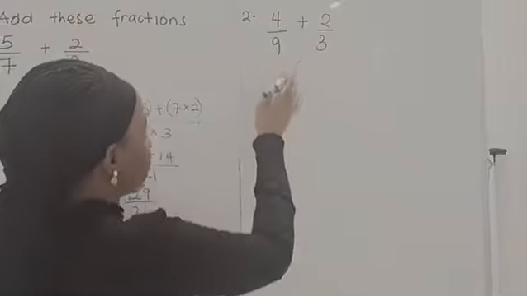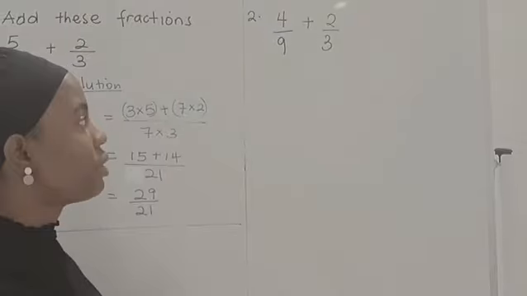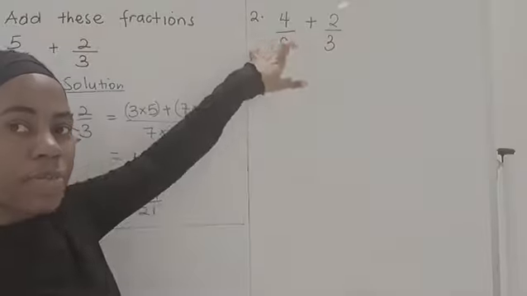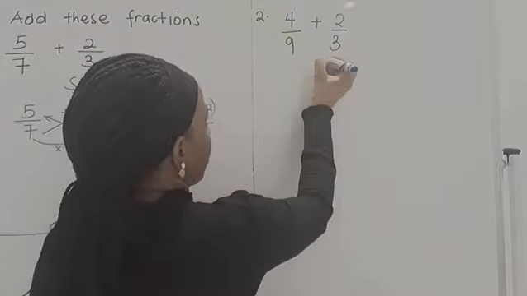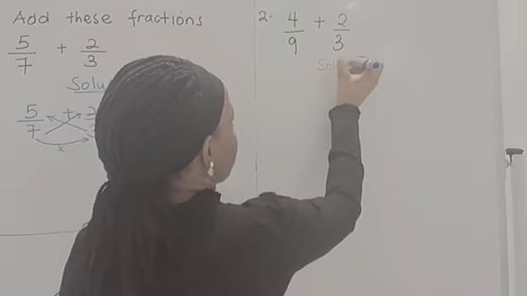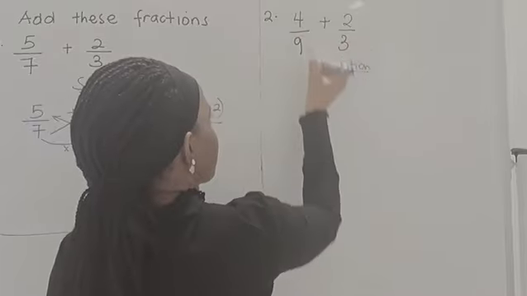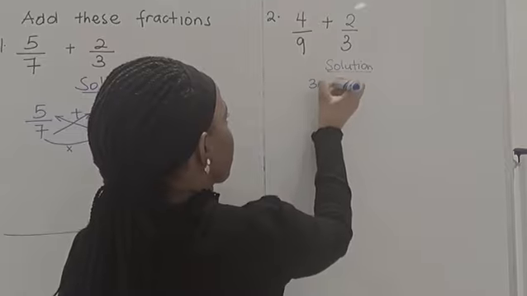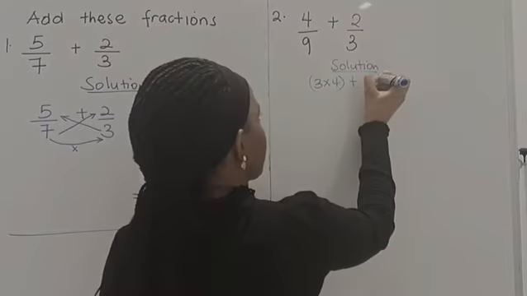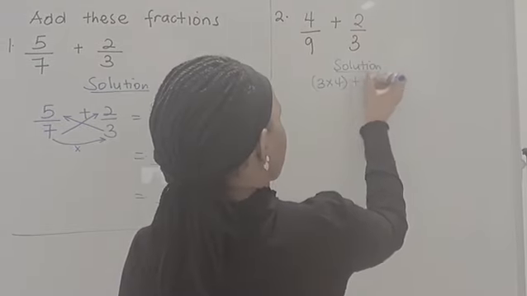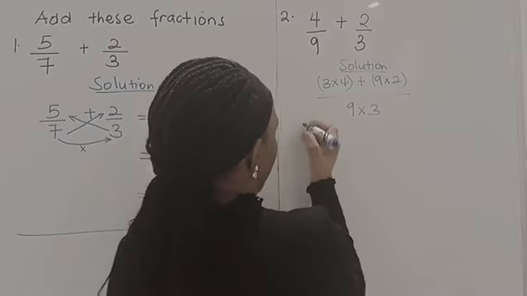It is 4 out of 9 plus 2 out of 3. We are going to use the same method. We are going to use cross multiplication method. So in our solution, we shall have 3 times 4, plus 9 times 2, everything divided by 9 times 3, okay?